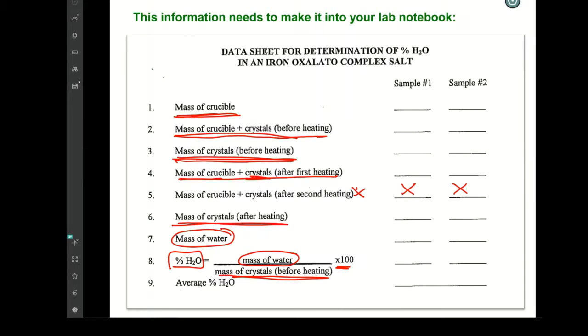And so you'll have two numbers, and you'll take the average of them, because you're going to have two different crucibles. Okay, so you can write this on a sheet, but this information should also be in your lab notebook.